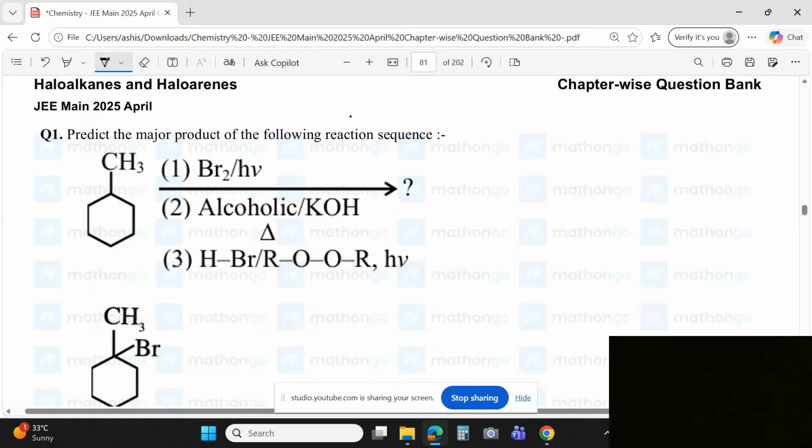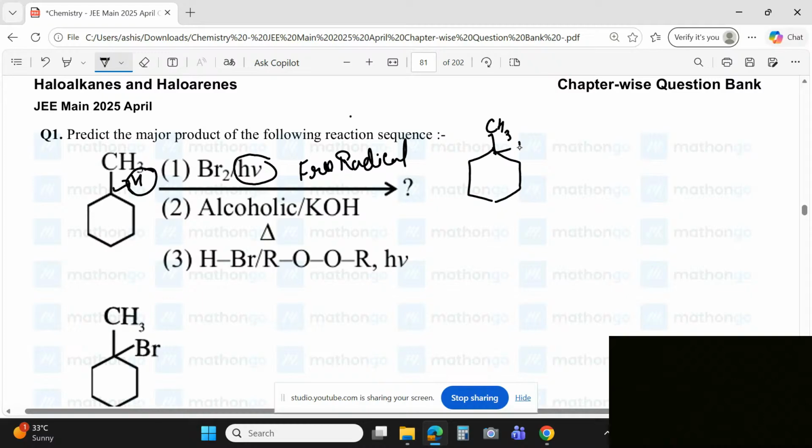Because we are using sunlight, its mechanism will be free radical. So we have to do halogenation, that is free radical substitution. The 3-degree free radical is more stable, that's why hydrogen will be removed from here and one Br will be added here. So after the first reaction, we will get a product like that, CH3 and then there is Br.